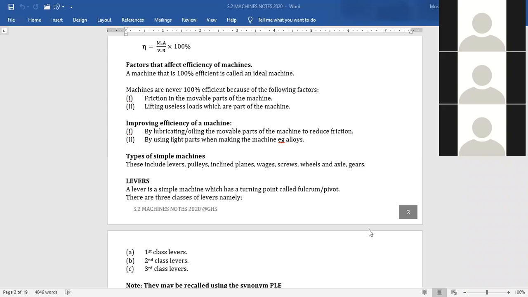improving efficiency of a machine. First hold on. Let us look at those factors and understand them. Remember, this is not about just reading. You want to understand friction in the movable parts of the machine. The other time we discussed a car. I hope you remember. So we said that a car is a complex machine and it is full of moving parts. Can you give me some of the moving parts?